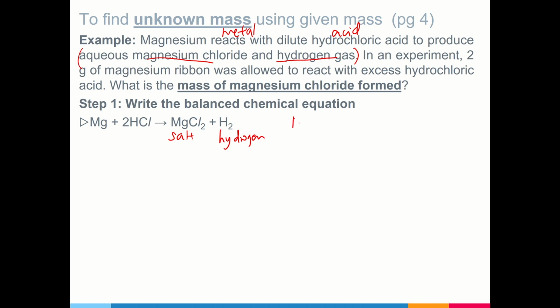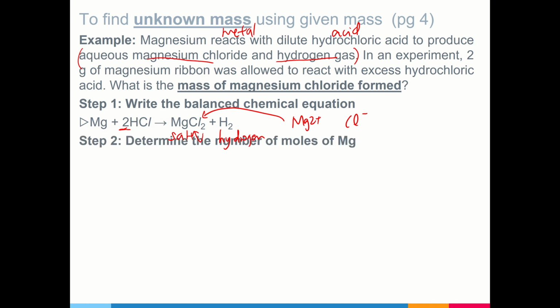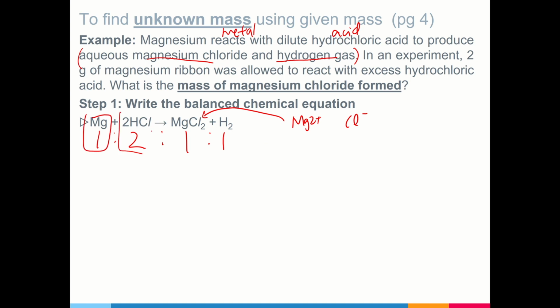Then of course, I will need to balance my equation. Magnesium chloride is Mg2+ and Cl-, so my formula is MgCl2. I have 2 Cl here, so I need to balance by multiplying by 2. In this case, the mole ratio is 1 to 2 to 1 to 1. 1 unit of magnesium will react with 2 units of acid to produce 1 unit of this and 1 unit of hydrogen gas.